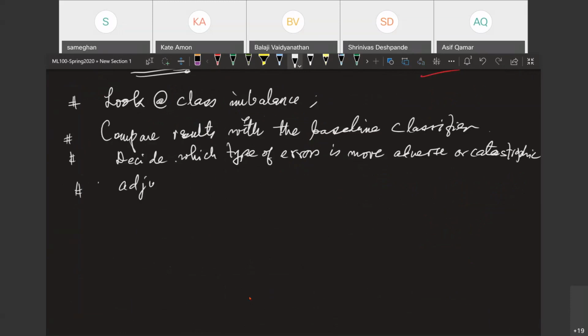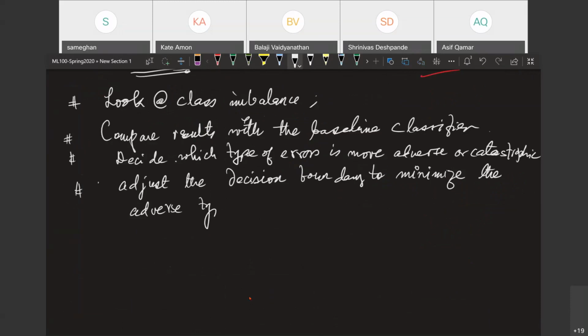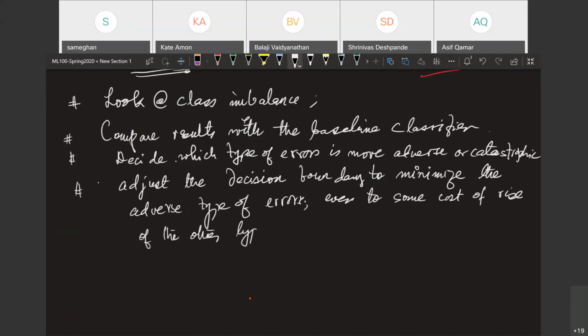And not only that, but also adjust the decision boundaries to minimize the adverse type of errors, whichever error is adverse, right? Even at some cost of a rise of the other type of error. So this summarizes it. This is important.